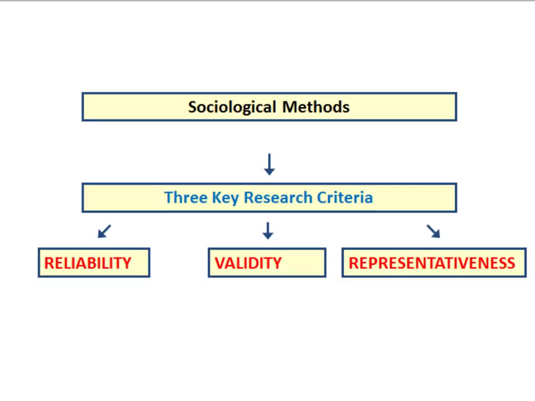Now, the main objective of this screencast is to introduce you to some of the most important criteria or benchmarks that we use to evaluate the quality of sociological research. So we can evaluate the objectivity of sociological research by looking at its reliability, its validity and its representativeness. These words are really important to your understanding of sociological research methods. These really are the three most important benchmarks by which we evaluate the success of sociological research. So let's have a look at what each of these benchmarks refers to.